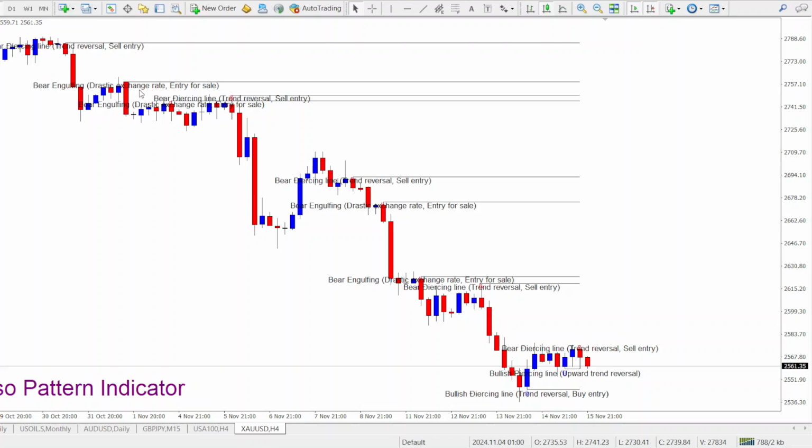Okay, where is it? I think it should be here. This should be for this, right? Because this is a bearish engulfing. So we had a bearish engulfing here, right? And then the indicator tells us that, okay, this is a sell entry.